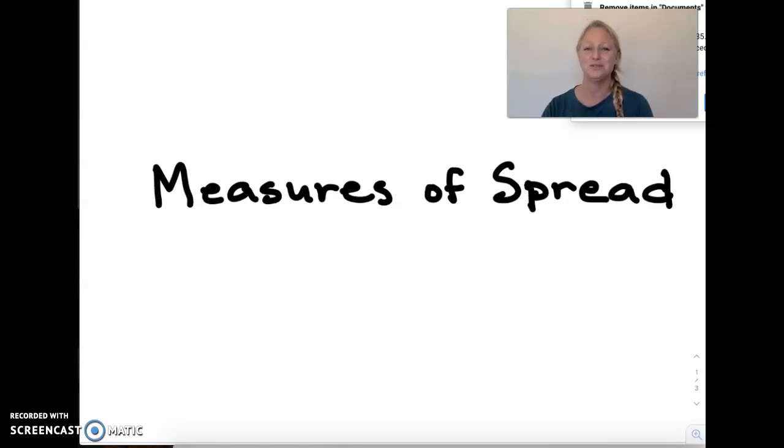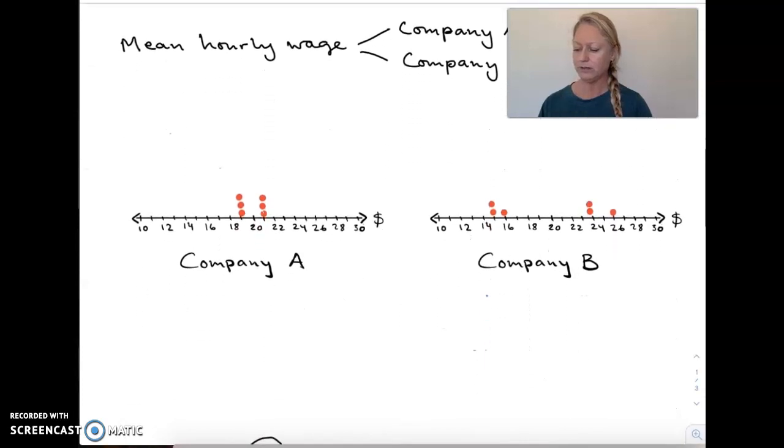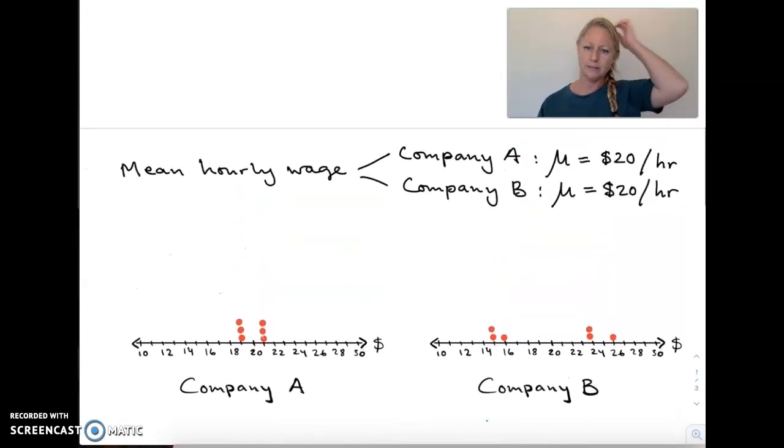I wanted to introduce you today to something called measures of spread. So we have looked at measures of center, mean, median, and mode, but that's not always enough. A lot of times we're interested in knowing, is the data centered towards the middle where the mean is, or is it more spread out? And so I'm going to look at a couple of examples here with you, starting with a company.